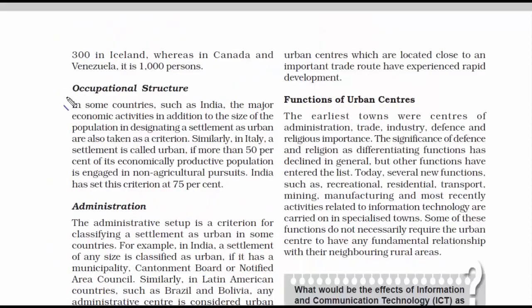The second one is occupational structure. We have read in this chapter that the urban population mostly engages in non-agricultural activities. So in India, if 75% of the population of a place is engaged in non-agricultural activities, then that place is called an urban area. Similarly, in Italy, that criterion is set to 50%. So occupational structure is one of the criteria to define a place as an urban area.